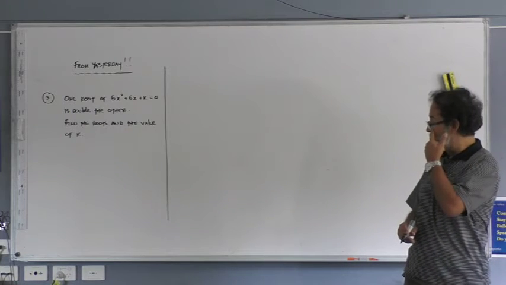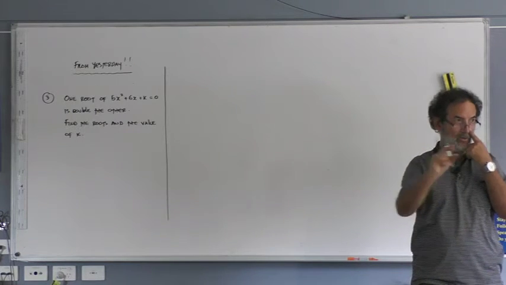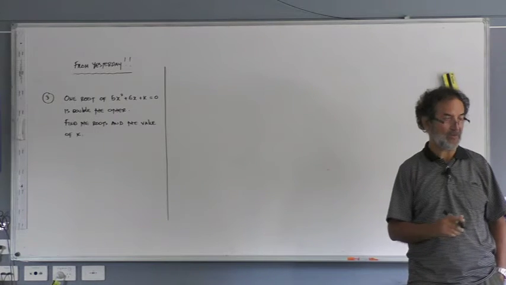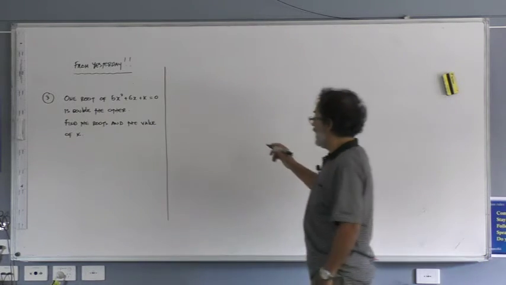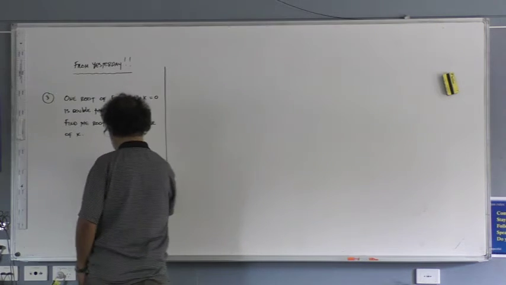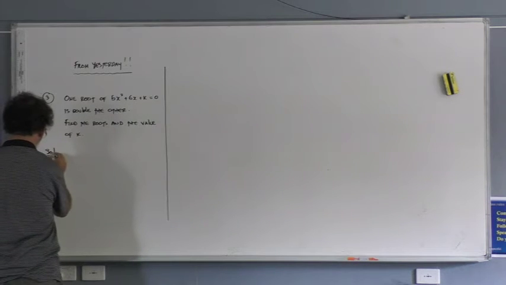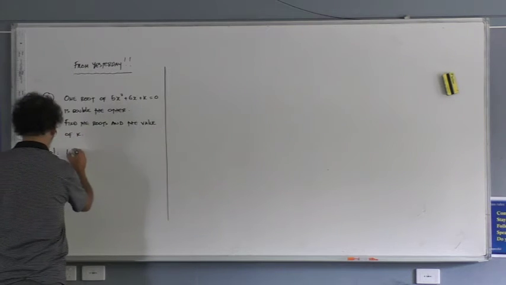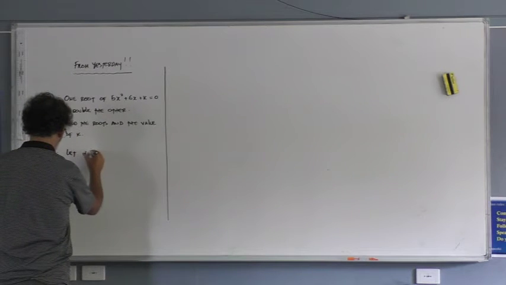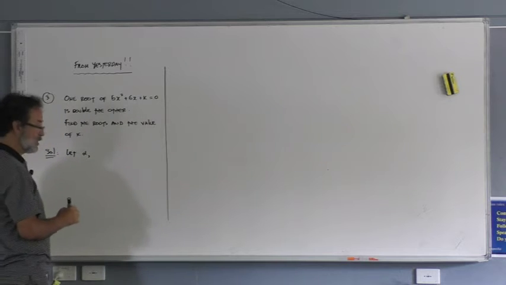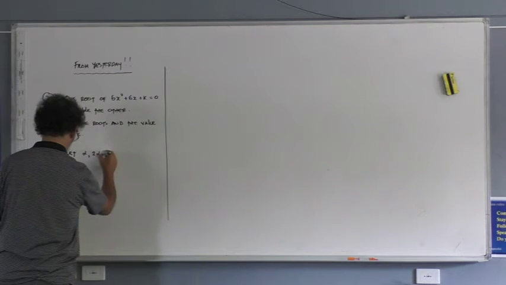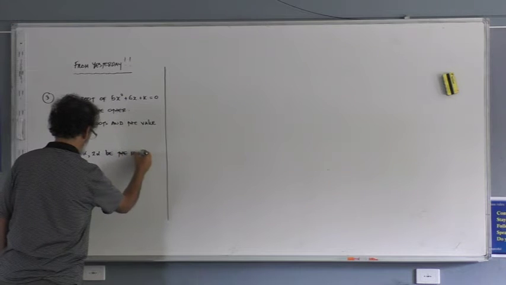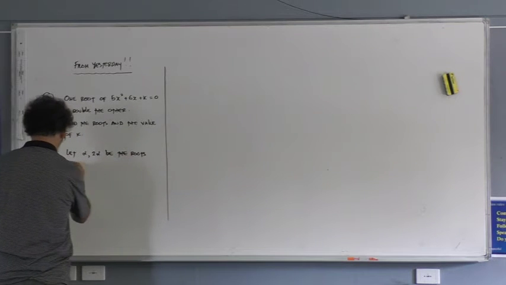So we need to find the value of k. So then we have the full equation. And then we have to actually find the roots. Okay, so solution. We're going to say this. Let alpha, comma, 2 alpha be the roots of the equation.